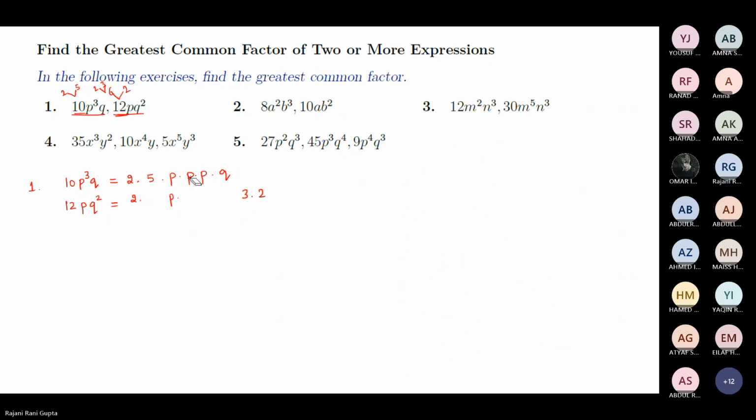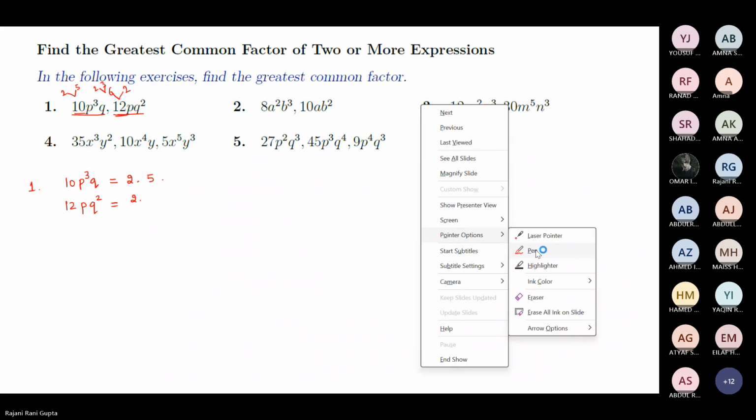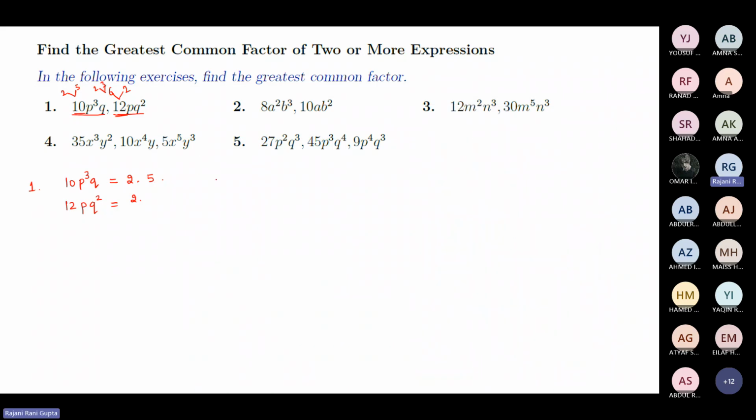I'll leave some space here for the numbers. So 2 times 5, and I'll leave the space. I'll write p 3 times, and then q. So now we can write 12 as 2 times 2 times 3. We have p, so we write 1 p below this p, and then q power 2, so q and q.